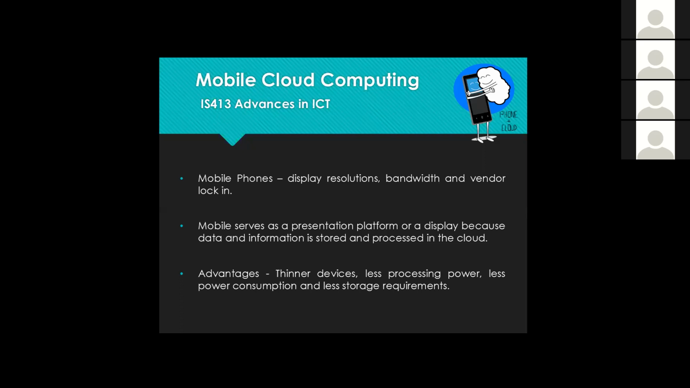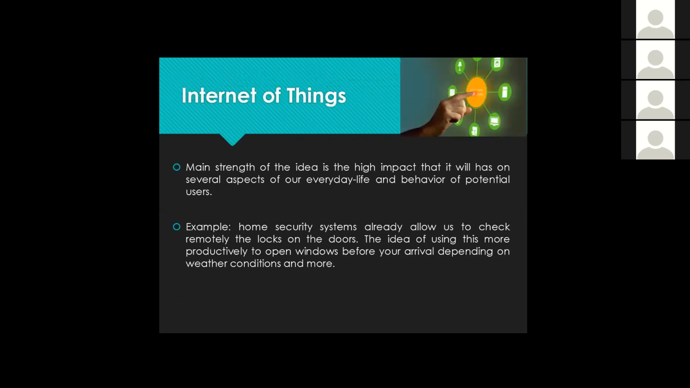The main idea is the mobile serves as a presentation platform or a display because data and information is stored and processed in the cloud. The advantages are thinner devices, less processing power, less power consumption and less storage requirements. The other paper that I was interested in was on the 2017 recent advances delivered by mobile cloud computing and Internet of Things for big data applications.